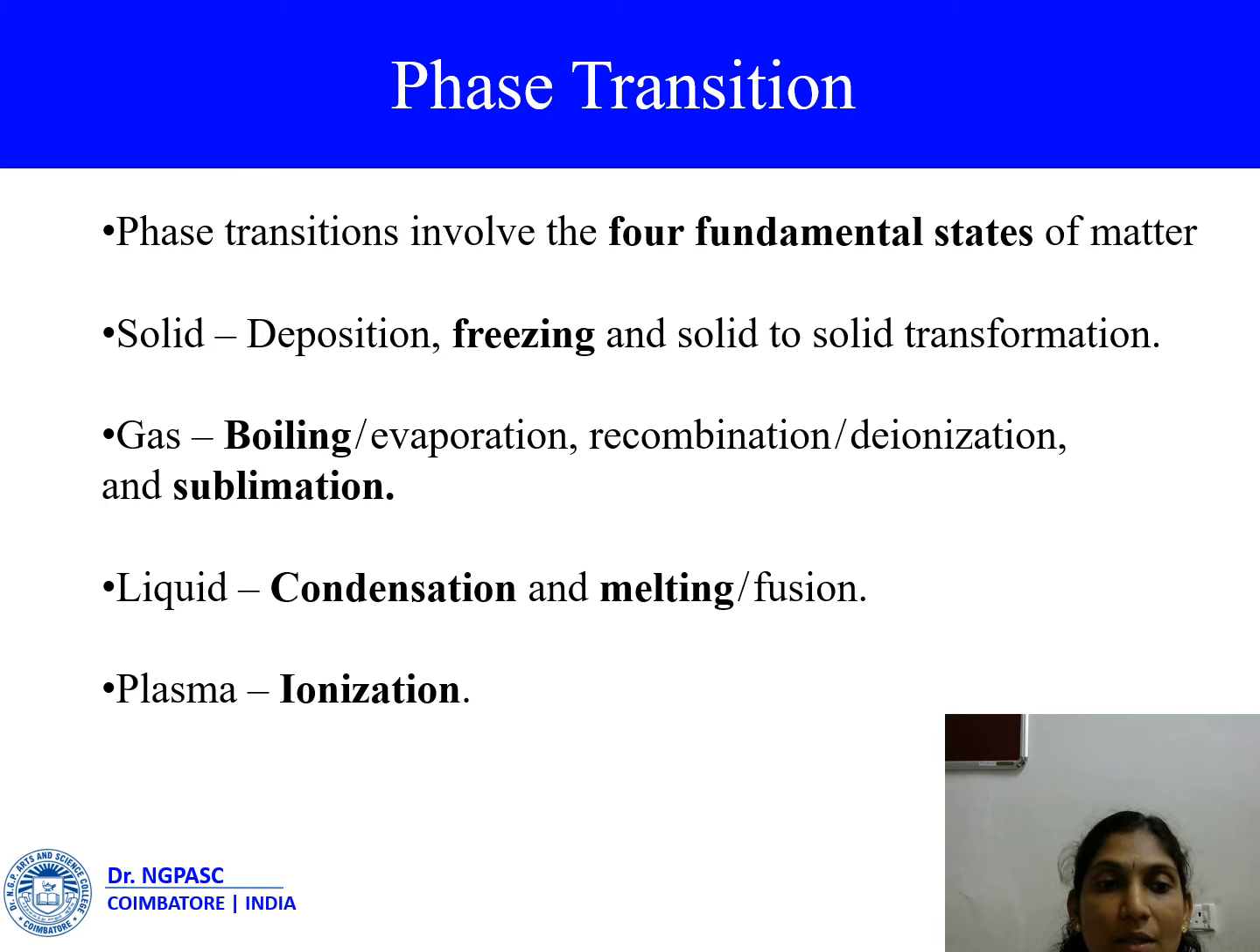Next, sublimation. Sublimation is the transition of a substance directly from the solid to the gaseous state without passing through the liquid state. The reverse process of sublimation is deposition or desublimation, in which a substance passes directly from a gas to the solid phase. Next, condensation. Condensation occurs when a vapor is cooled and changes its phase to a liquid. During condensation, the latent heat of vaporization must be released.